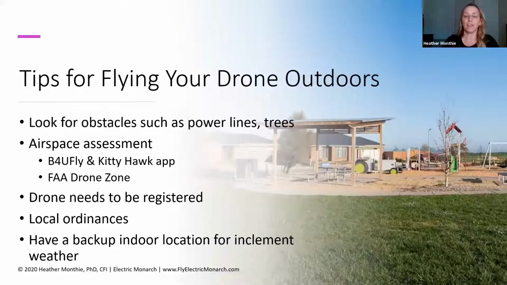Next, if you're going to fly your drone outdoors, there's a couple different things you'll want to consider. You want to consider things such as power lines and trees. Same thing as when you're doing a site assessment inside, you want to just look up and see what kinds of things are going to be in the way. Power lines, trees, cranes, flag poles, all that kind of stuff can get in your way.